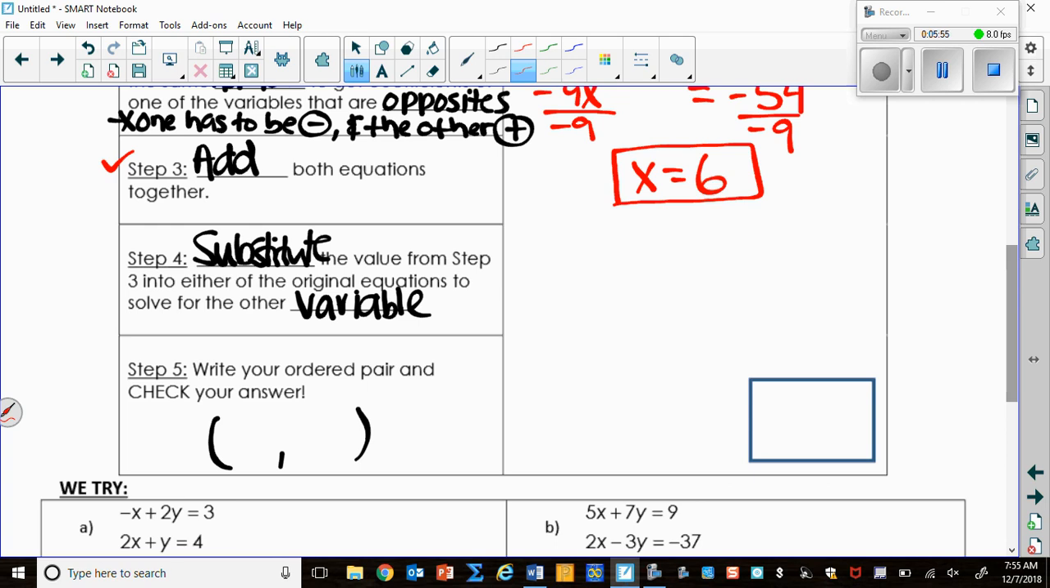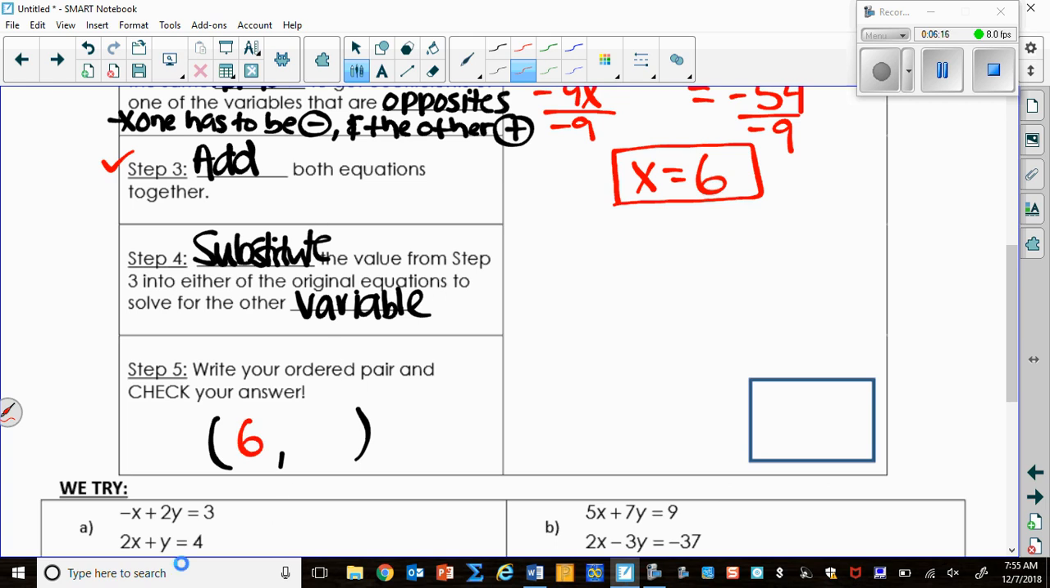So not only are you solving for one of the variables, now we're going to use the substitution method, or the substitution of 6 into one of our equations to get the y value, because I need to write my answer as an ordered pair down here. But right now I only have this 6. Okay, I need my other one.